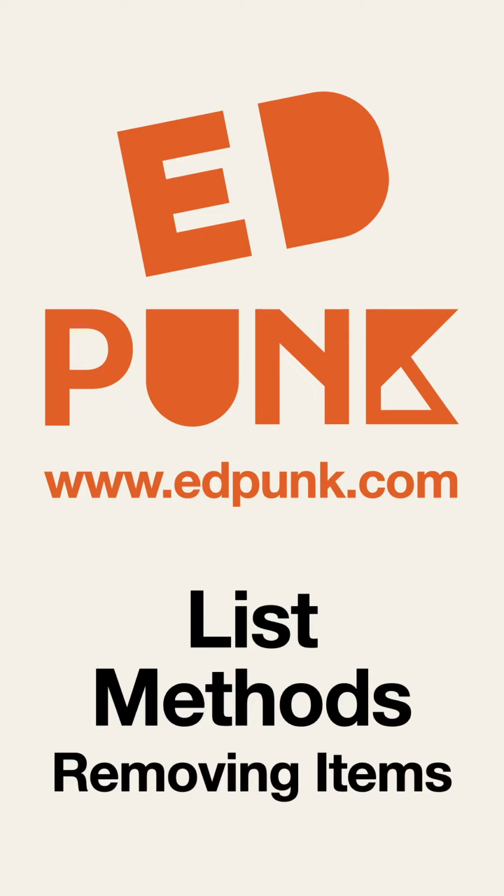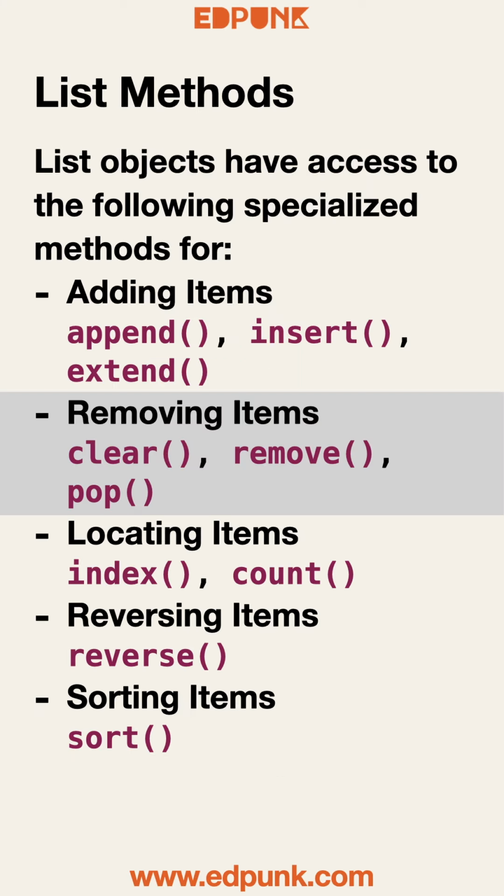Hi friends, in this video, we will learn about some of the methods which can be used to remove items from a list. There are three methods which can be used to remove items from a list: clear, remove, and pop. Let us go through each of these methods in detail.